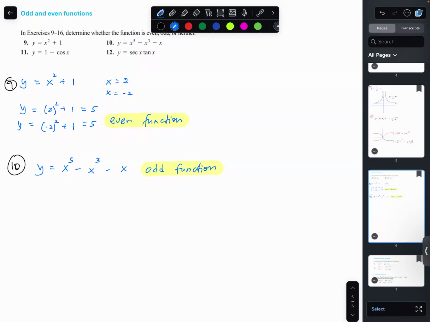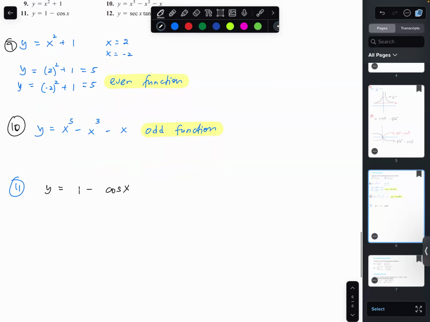Okay, 11. We have y equals 1 minus cos x. If you remember, for the cosine function, cos x is equal to cos of minus x. So cosine is an even function, and hence this 1 minus cos x is also an even function.